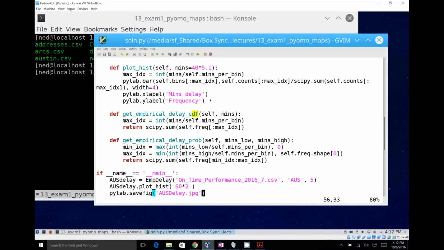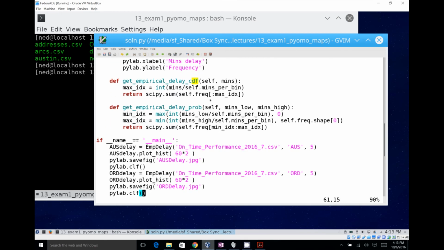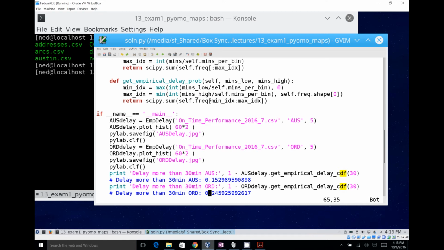So then the CDF and this PDF, you just kind of figure out the right index in the frequency and then sum up for the CDF from everything from the beginning to that index. And for this minutes low and minutes high, you sum up between the minimum index and the maximum index, which you get from the two values that were passed in. Okay, and like I said, there are various variations of this that were all good. So many of you that have slight variants of this probably got hundreds. And this is my code for then creating the histograms and plotting them, saving the figures, and then printing out the delays.